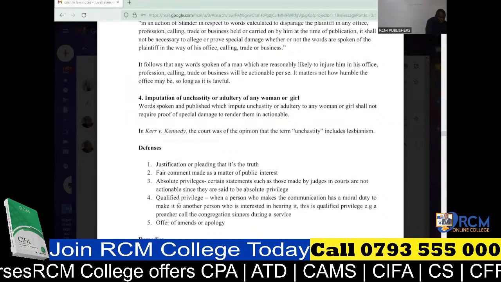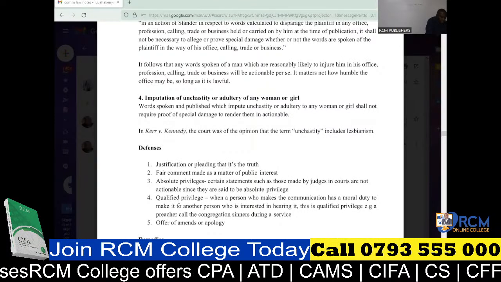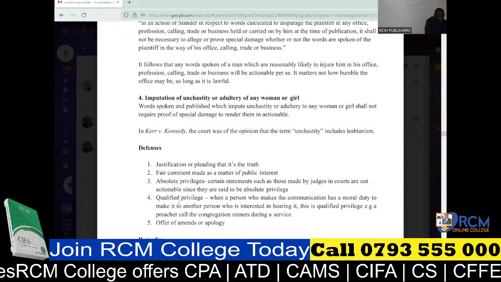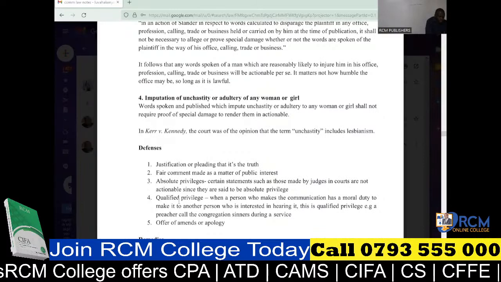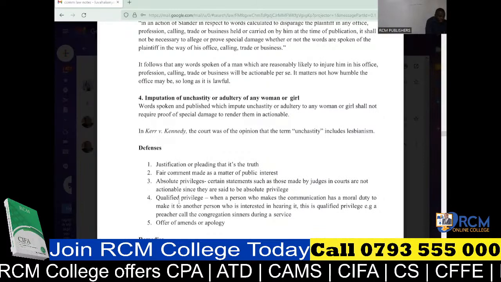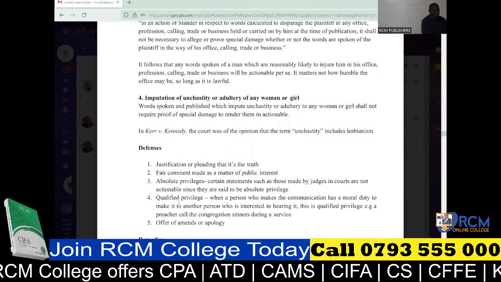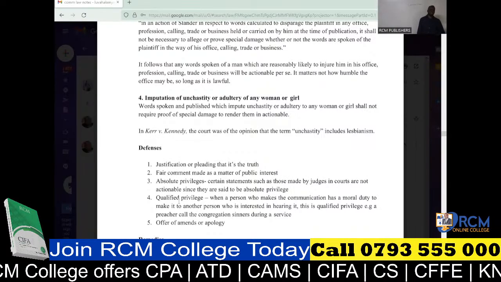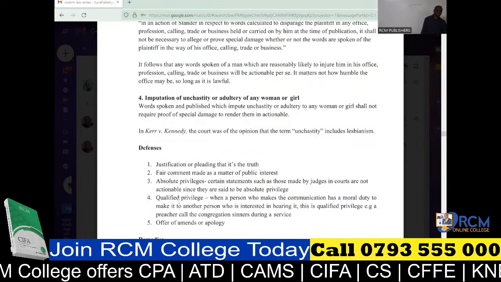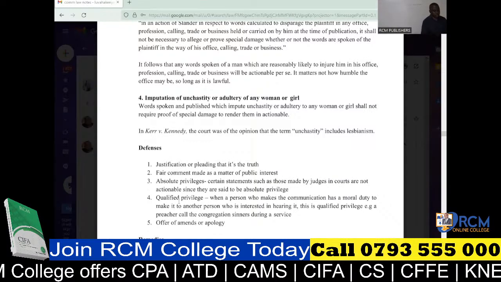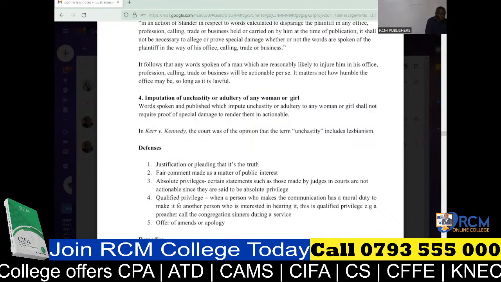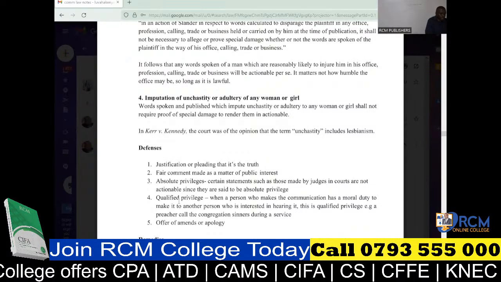Qualified privilege, when a person who makes the communication has a moral duty to make it to another person who is interested in hearing it. This is a qualified privilege, e.g., a preacher addressing all the congregants in a church during a service. That particular preacher or priest has a moral obligation.